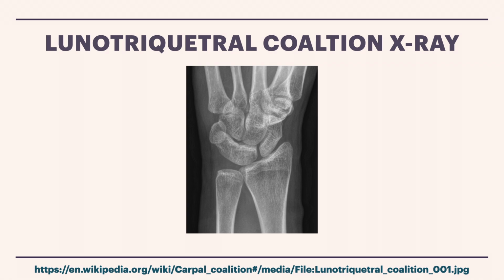So this is an AP view of a wrist, and you can clearly see a lunotriquetral coalition on the left side of the x-ray, and here it is circled in red. There is a lunotriquetral coalition there. There should be 2 bones and there's only 1.